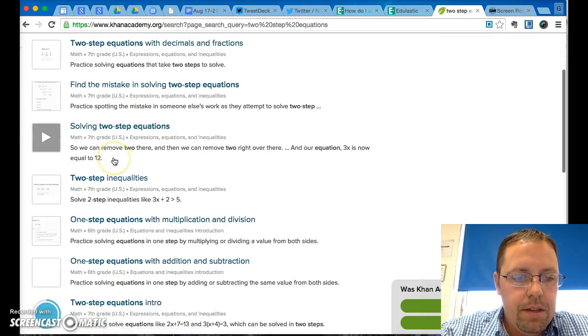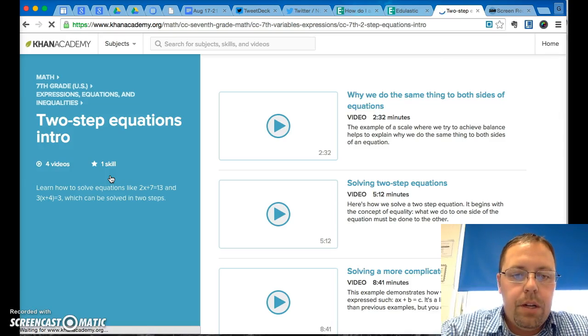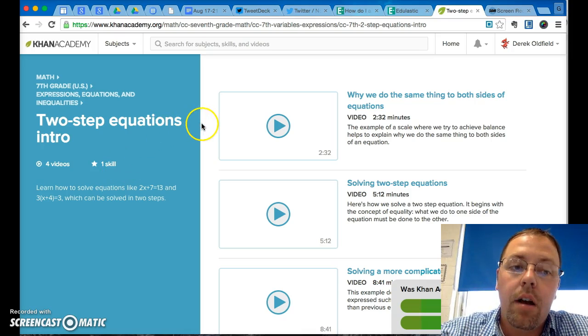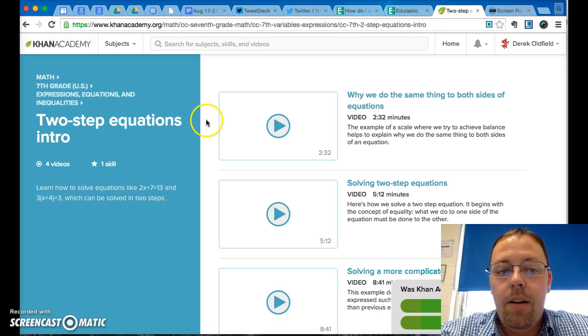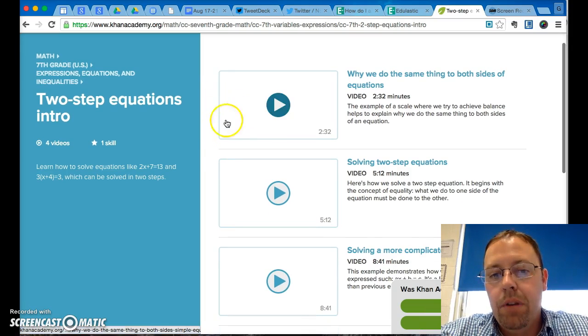Two-step equations. I'm not seeing the one I want. Okay, let's just do an intro. Let's see what comes up. All right, since we searched a topic like two-step equations, you're going to see about everything that Khan Academy will offer in that area of two-step equations. So it's going to begin with some instructional videos.